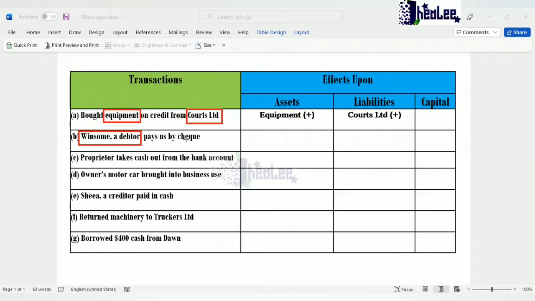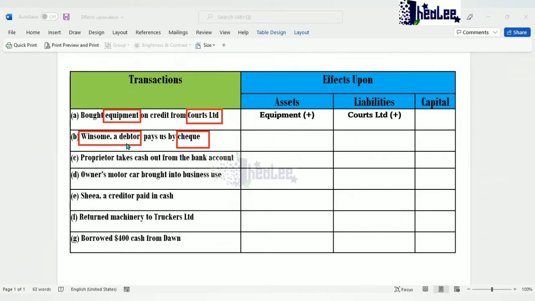This person pays us by check. So the other item affected there is check. Once check is affected, that represents the bank account. So we're going to use bank instead of check right there. Now that we have identified those two items that are affected, let us put them under the respective category.